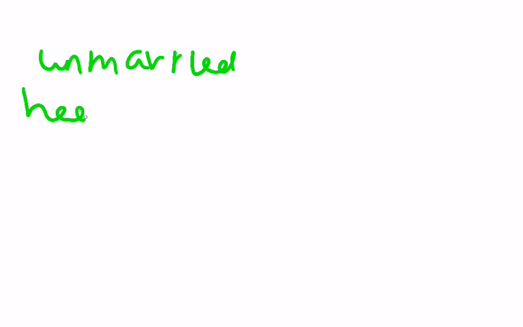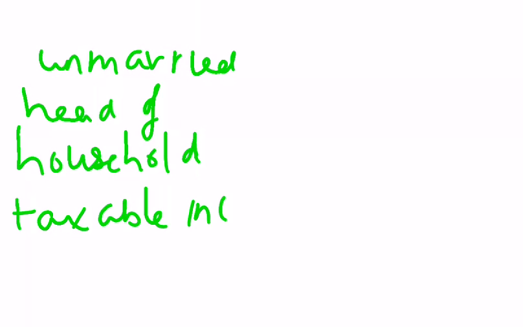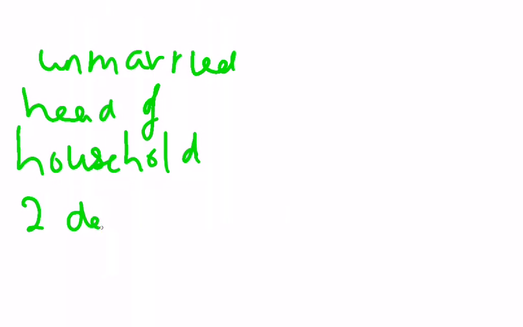Okay, one more example. Unmarried, head of household. Income, so taxable income, they've already determined the taxable income for you. No, they haven't. Let's undo that. Has 2 dependents.